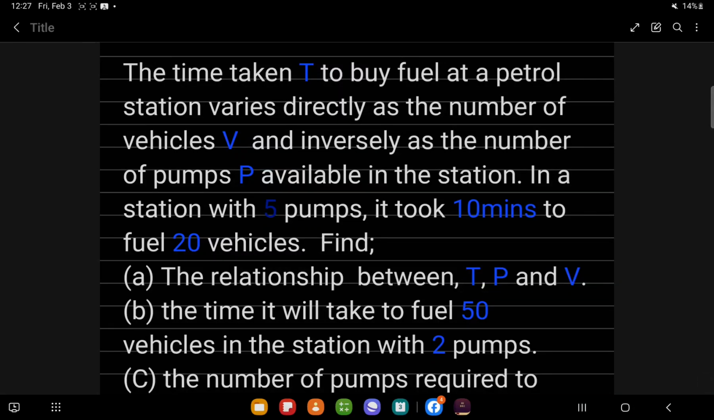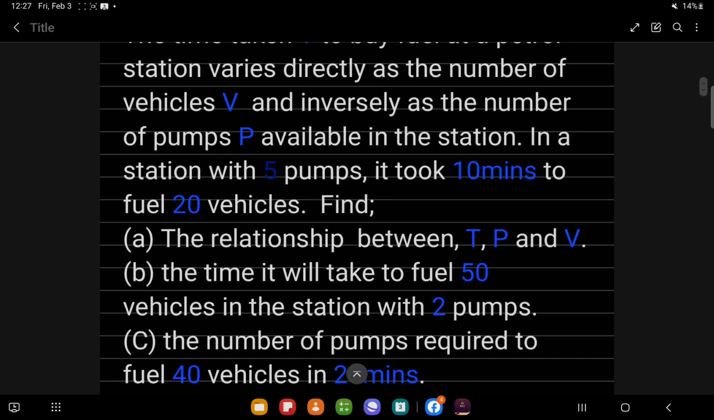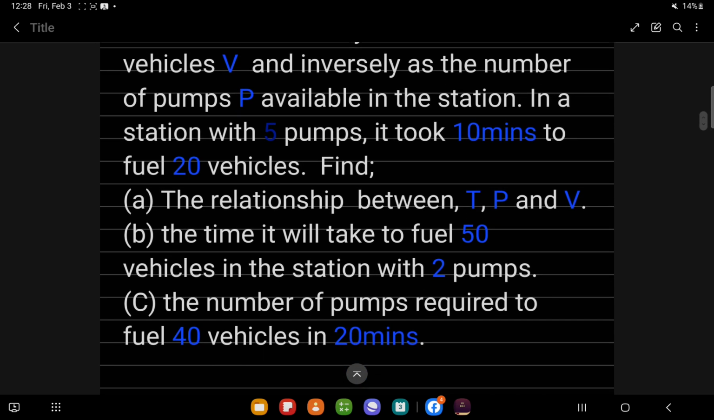Hi, this is a question under variation, and of course, this is joint variation. So, now listen, the time taken T to buy fuel at the petrol station varies directly as the number of vehicles V and inversely as the number of pumps P available in the station.